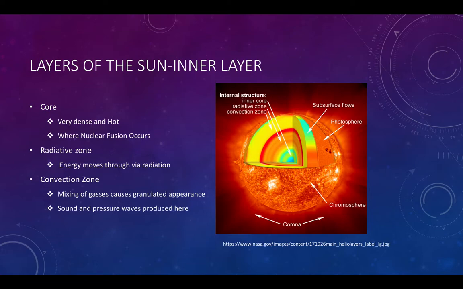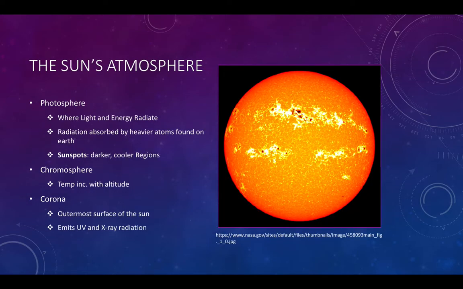Right above the core is the radiative zone. The energy moves through via radiation through this zone, and right above that is a convection zone, and this is where gases mix and cause a very granulated pattern on the sun's surface. That's why when you look at the sun through a telescope, you can see that it looks very granulated, even in this picture here. The convection zone is also where sound and pressure waves are produced. So the sun does make noise, and it's very loud.